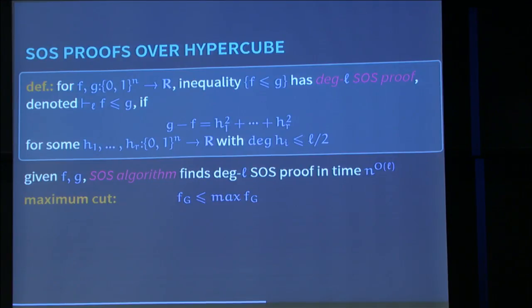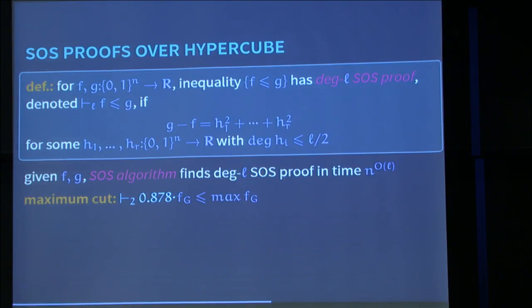But what turns out to have a low degree sum of squares proof is a weaker inequality. In particular, we weaken the left-hand side by multiplying it by 0.878. And now this inequality always has a degree 2 sum of squares proof. For every graph, this is true. And this is at the heart of this approximation algorithm that I mentioned. Just knowing these two facts implies that you can approximate the value of the maximum cut up to a 0.878 factor.